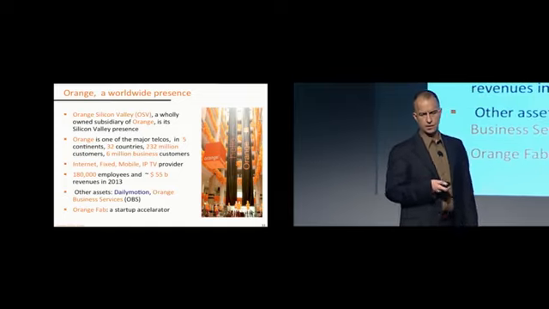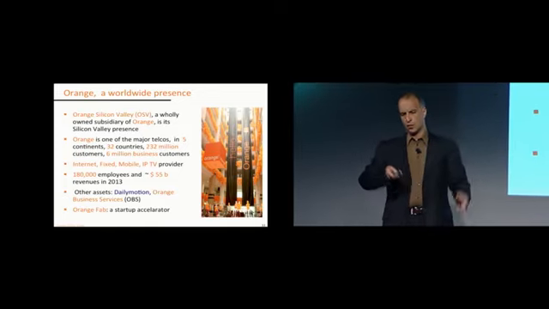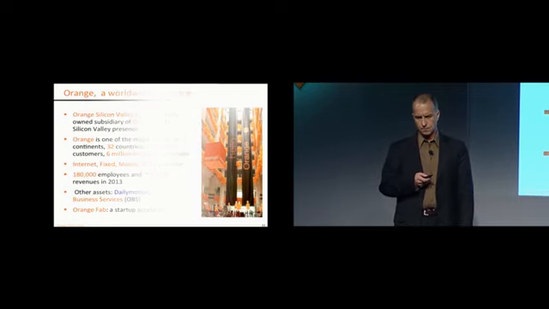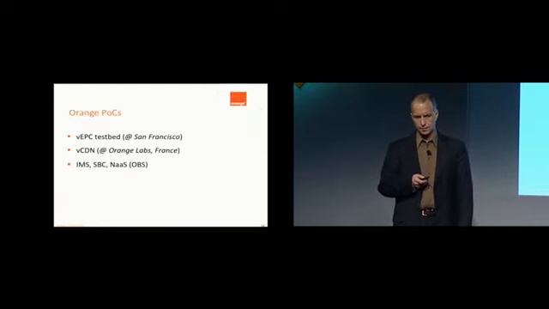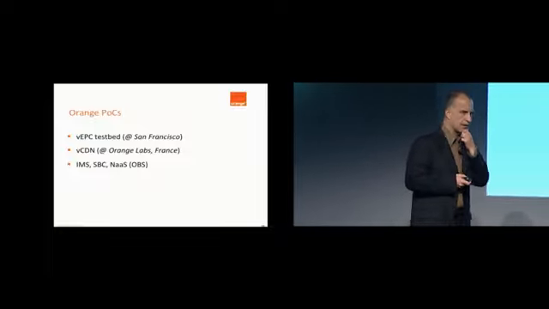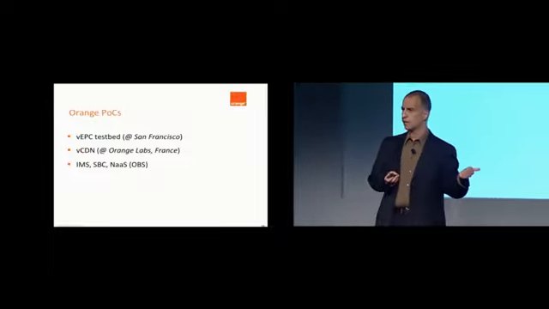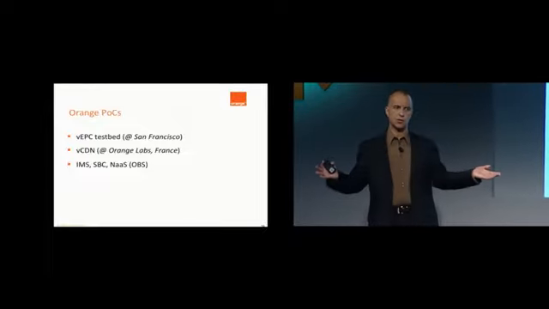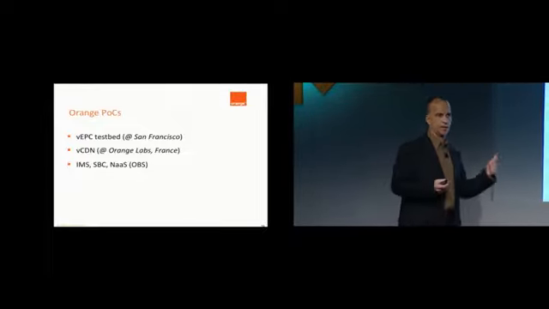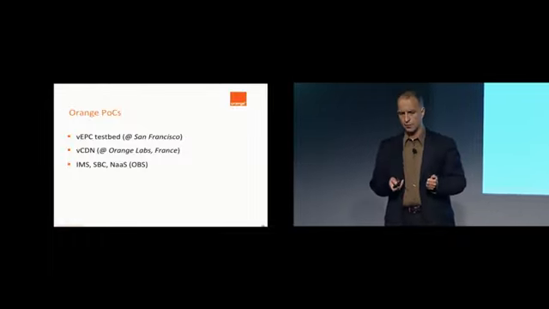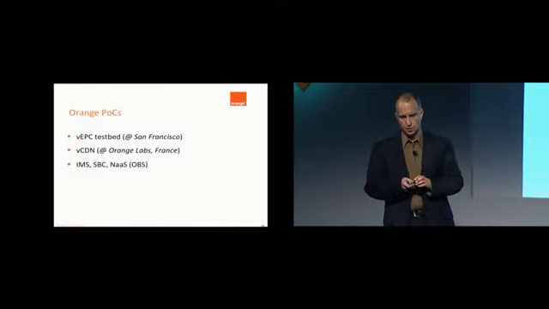Orange is a global telco with operations around the world. I'm out of the office here in San Francisco. We're very big, I don't need to go into that. So some of the interesting stuff that we're working on within Orange is on vEPC, the virtualized Evolved Packet Core, and vCDN. And here, as you see, we try to address two major trends: mobility and video. Hence the proof of concept that we're working on.